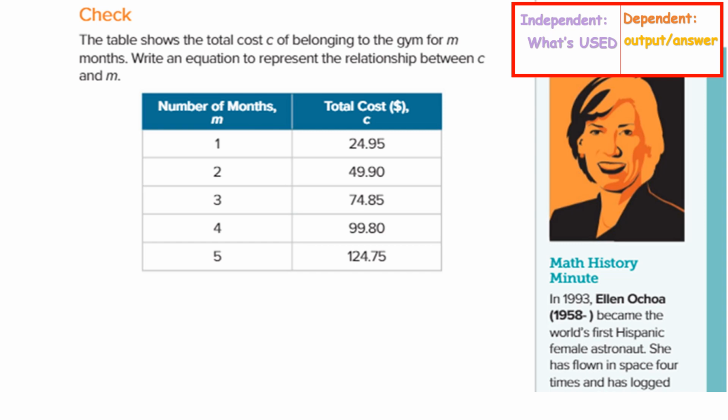All right, so when we get into this scenario, it says the table shows the total cost C, right? So that's going to be my dependent, my output. In the far right corner, the keyword total means equal. Belonging to a gym for M months, so that's got to be my independent. I'm going to have to be figuring out how many months we could be going. And it says to write an equation to represent the relationship between C and M.